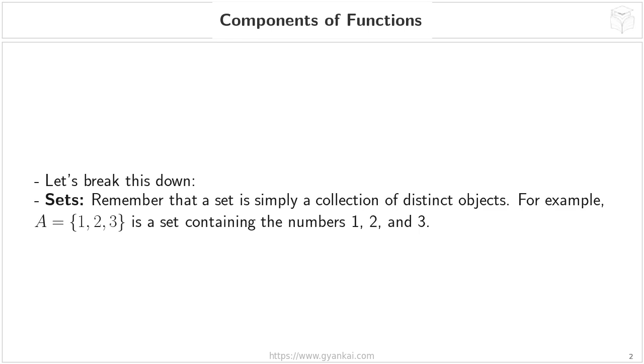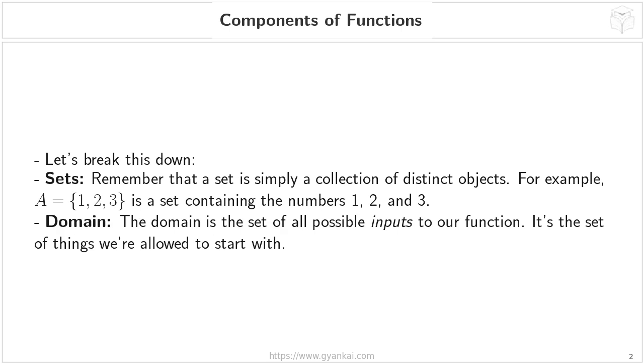Components of functions. So on the previous slide, we introduced the idea of a function, a rule that links inputs to outputs. Now, let's break down the different parts that make up a function. First, let's talk about sets. You've likely encountered these before. A set is simply a collection of distinct objects. Think of it like a list, but the order doesn't matter, and we don't repeat any items. For example, I've written here, A equals the set containing 1, 2, and 3. That means our set A includes the numbers 1, 2, and 3.